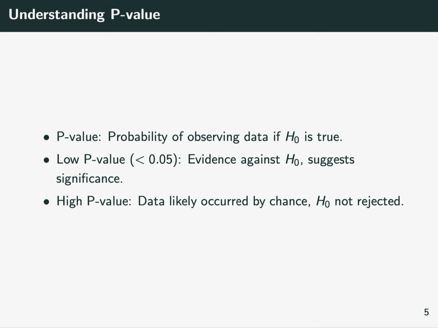On the other hand, if the p-value is high, this suggests that the observed data is likely to have occurred by chance, assuming the null hypothesis is true. Therefore, we do not have enough evidence to reject the null hypothesis, and we conclude that there's no significant difference or relationship between the variables, right? We're saying if the p-value is high, the data is likely to have occurred by chance, and therefore we're going to keep H0, we're going to hold on to it, we're not going to reject it.